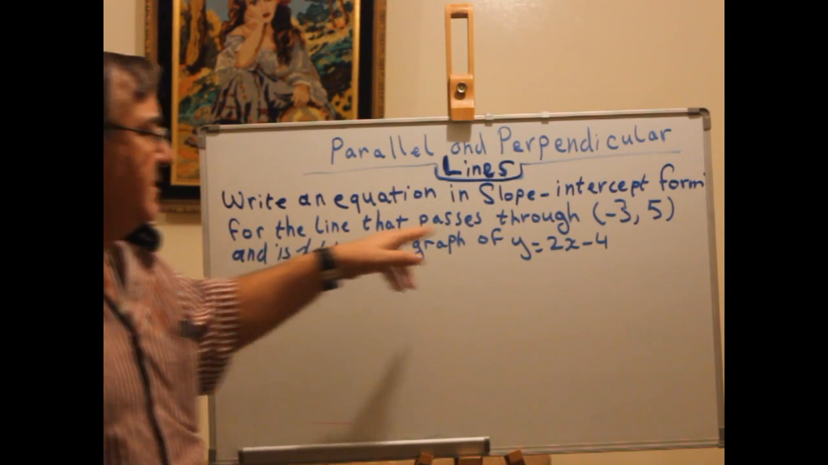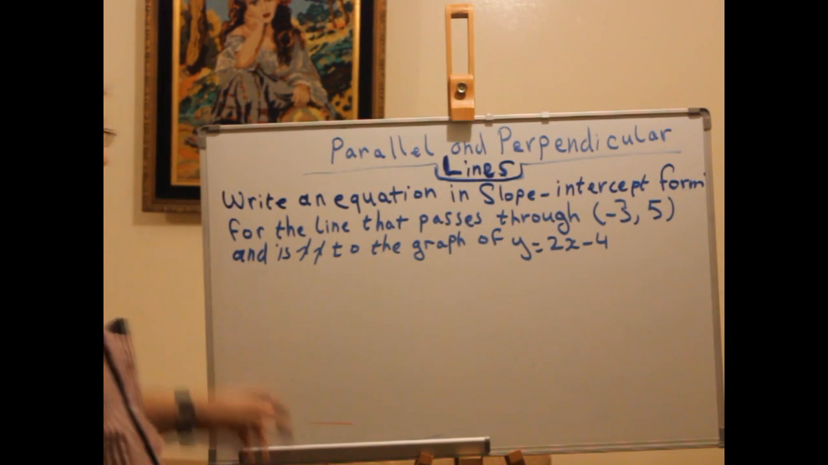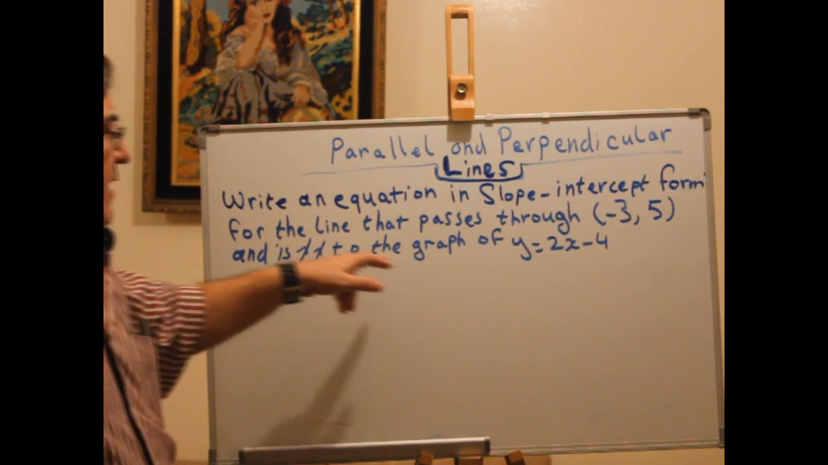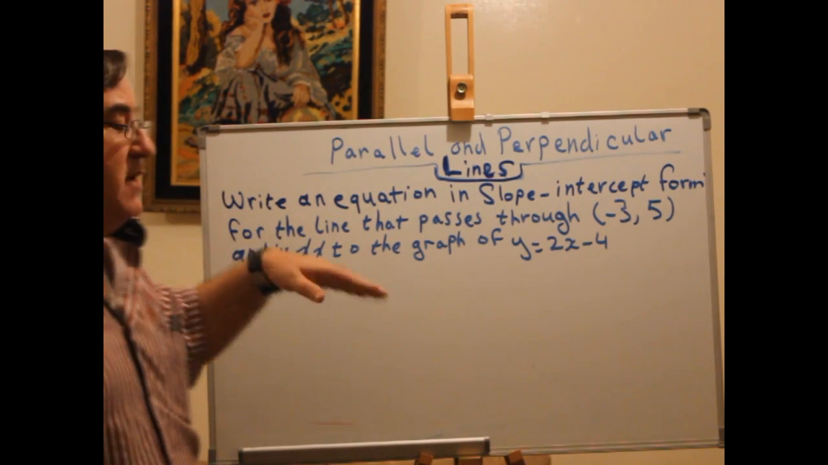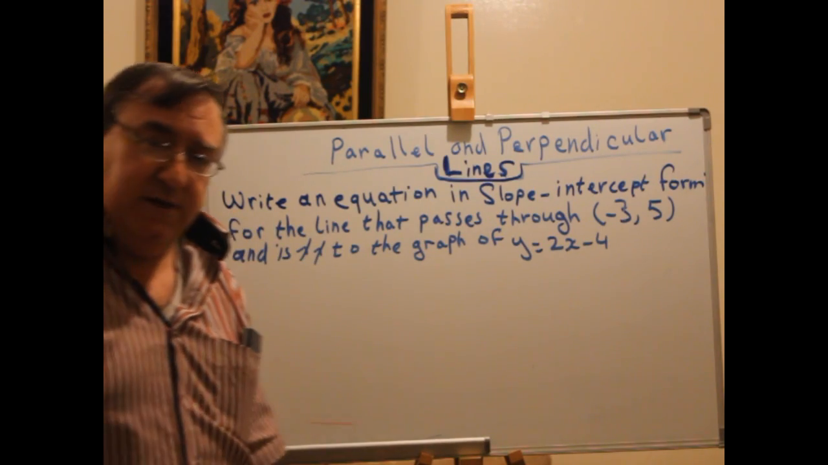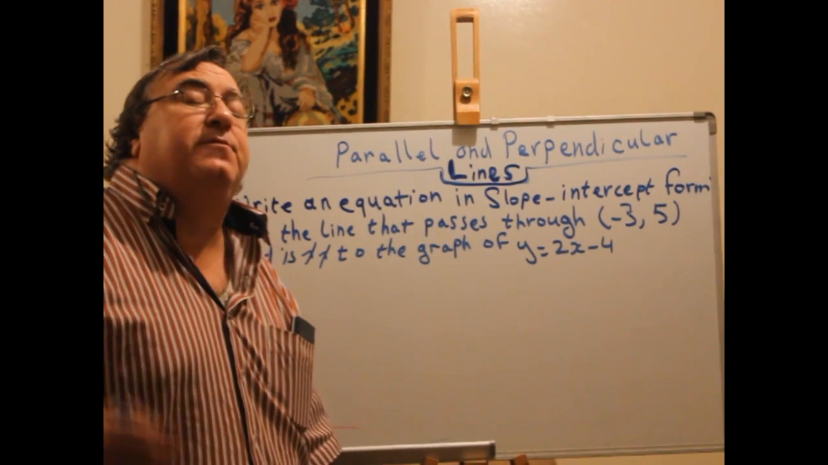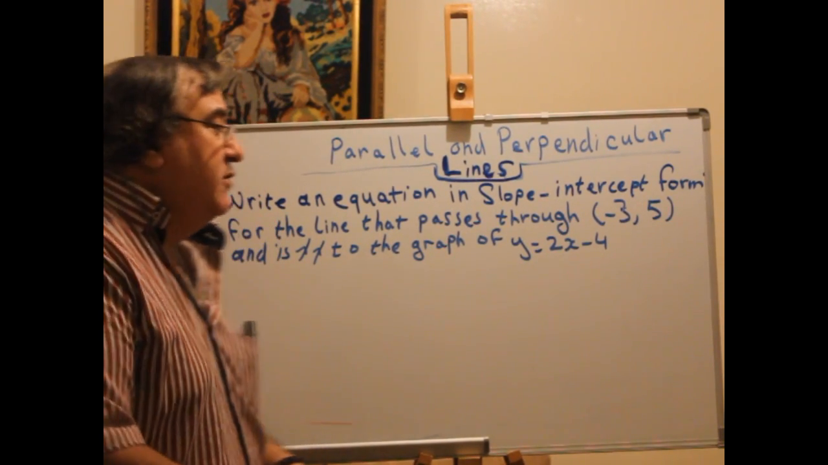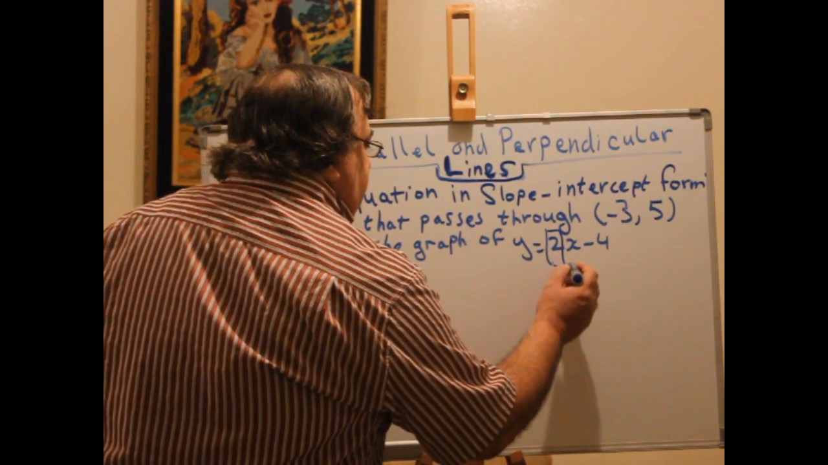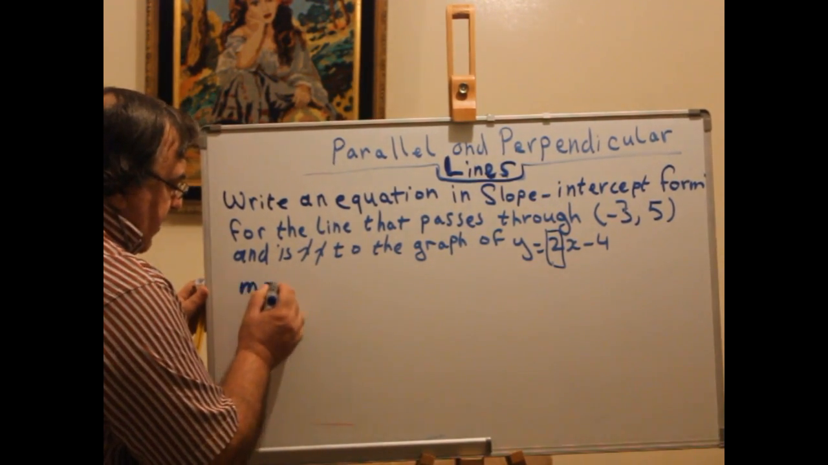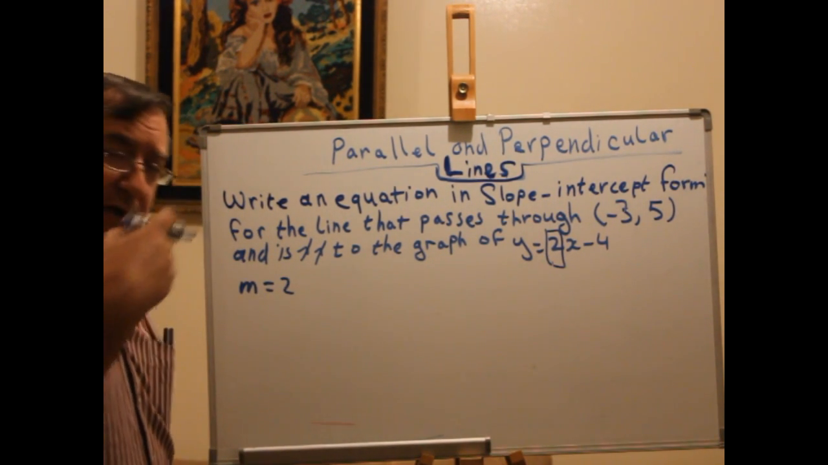For the line that passes through the point, he gives me the point. You always use the point as x and y here, and it is parallel to the graph of y equals 2x minus b. Once he tells me this line, which I'm going to find its equation, is parallel to this one, we notice that if two lines are parallel, their slopes are equal. So from here, I can take that the slope of this straight line is 2. So m, the slope, is 2.